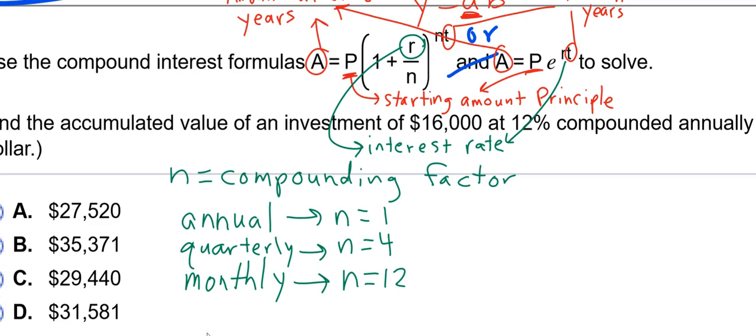Okay, so there's only one more that I'm going to add to this list, and it is daily. What do you think the n value is for daily? 365. Now, why is it to your advantage to split your interest payments up into smaller amounts and get them more frequently? Because you get interest on top of interest on top of interest. You make more money.